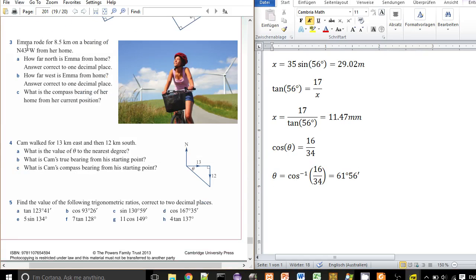She went on a bearing, so north 43 degrees west. So imagine north is straight up. She's going west side, this way. How far north is she from home?